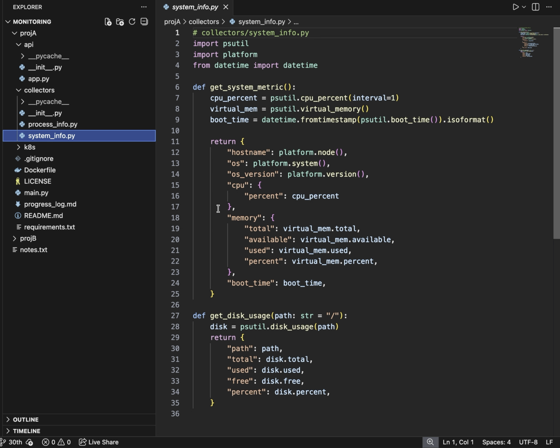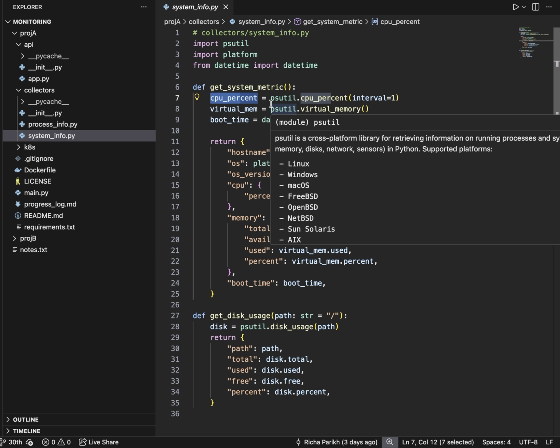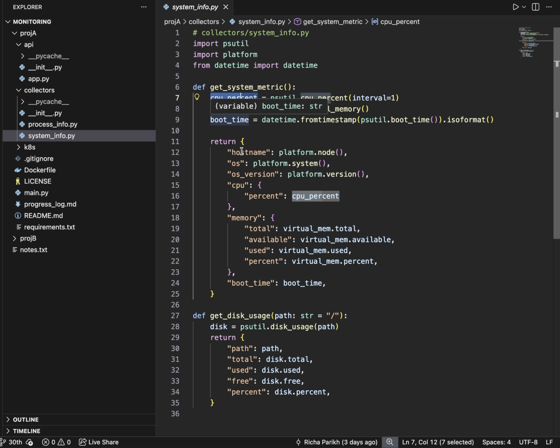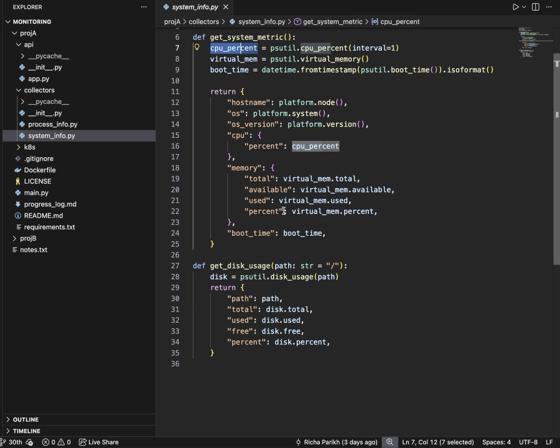Here we collect CPU usage. CPU percent tells us how busy the system is over time. Memory is a metric which tells us how much RAM is being used and how much is available. Available memory is especially important to detect memory pressure.